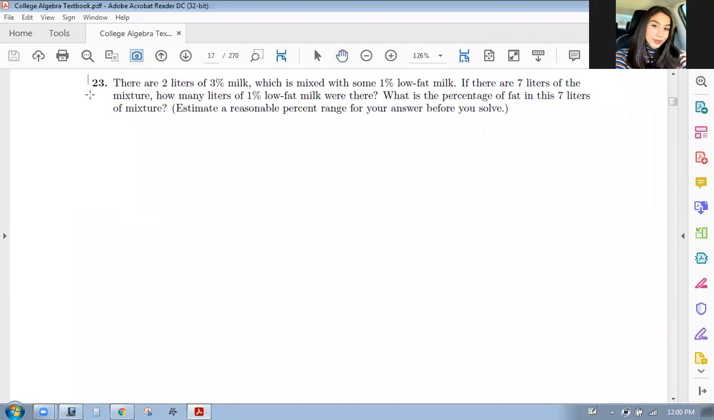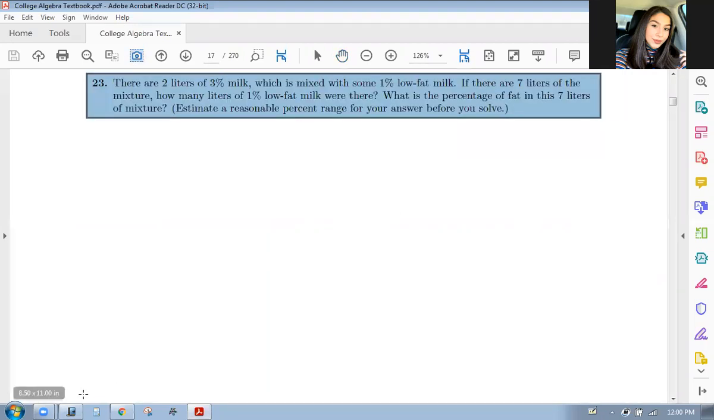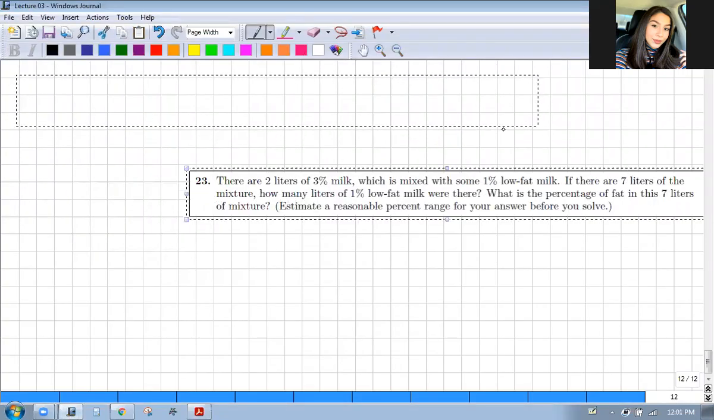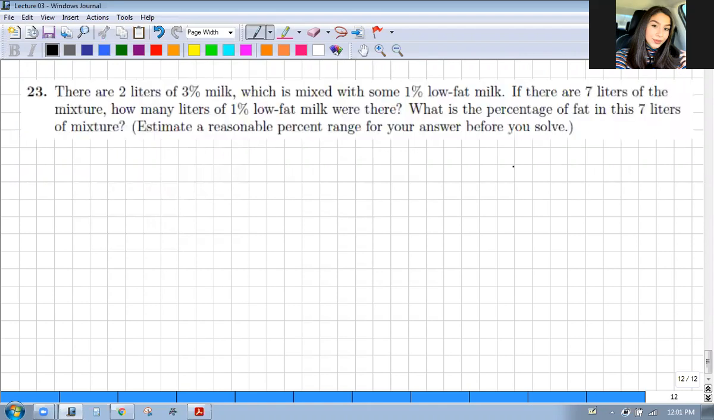So let's look at 23 here. We have 2 liters of 3% milk. So what's our V1? Two liters, that's right. V1 is 2. We're looking at liters here, so I'll put an L for liters. And what's the C1? 3% milk. C1 is 3%.